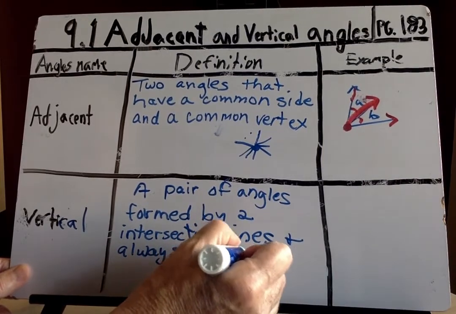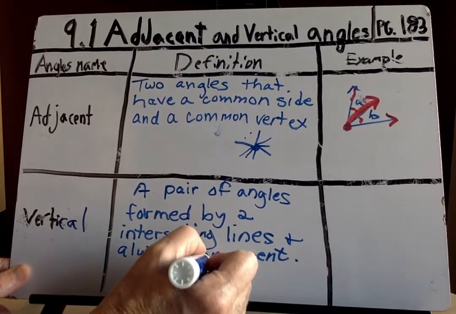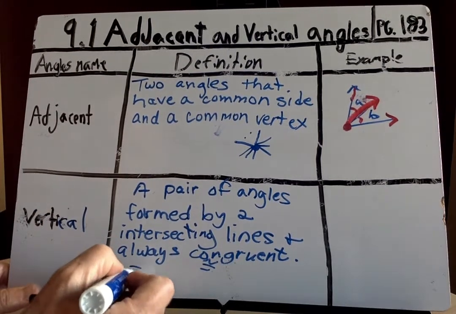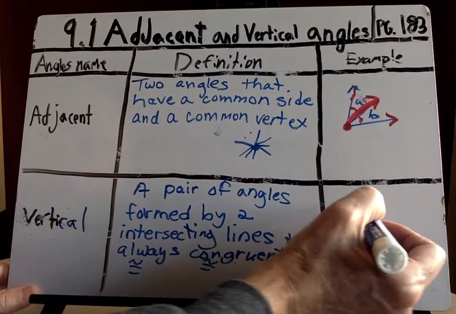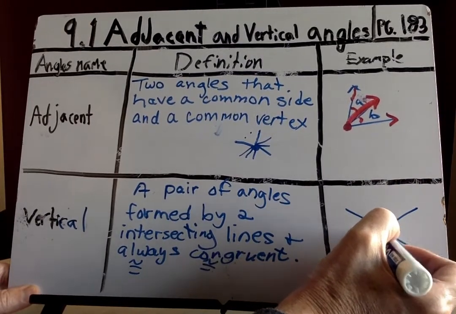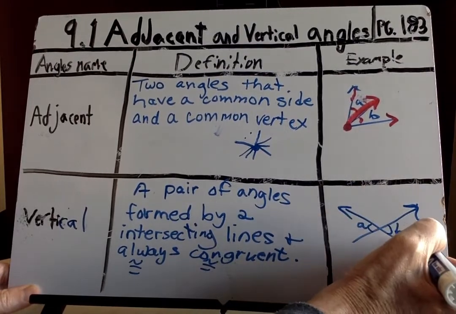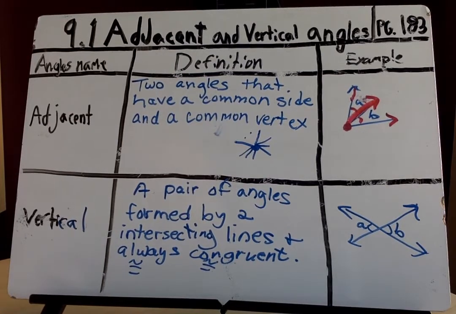Do you know what congruent means? Congruent looks like this. Little squiggly line above and the equal sign. And they are always congruent. That means they have the same measure. So they're equal. Okay? So an example of that, there's angle A and there's angle B. So we can say angle A and B are vertical and angle A and B are congruent.